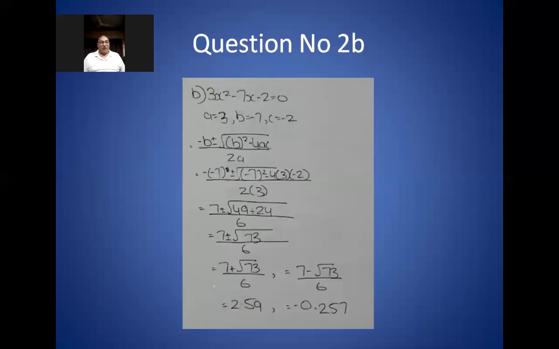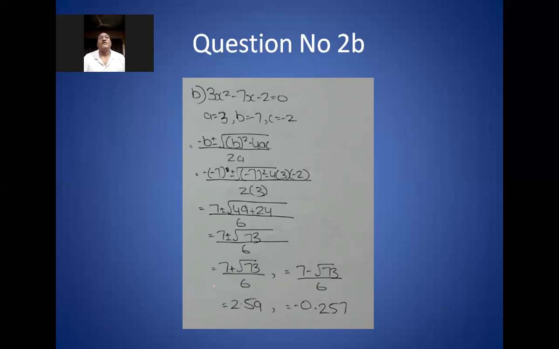Okay, so we are moving to the next question. The next question is question number 2, B part. And we have to use the quadratic formula to solve this quadratic equation. The equation given to us is 3x squared minus 7x minus 2 equals 0. Here the coefficient of x squared, which we call a, is 3. The coefficient of x is minus 7. We call it b, so b equals minus 7. The constant term here is minus 2, so we call it c. c equals minus 2.